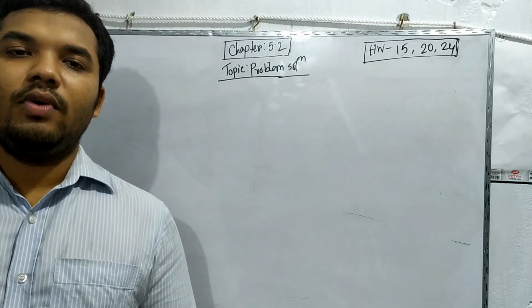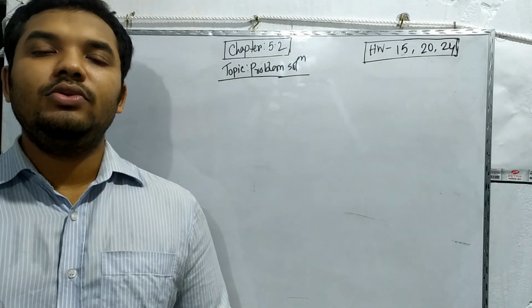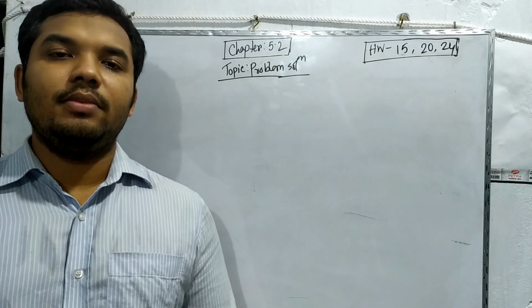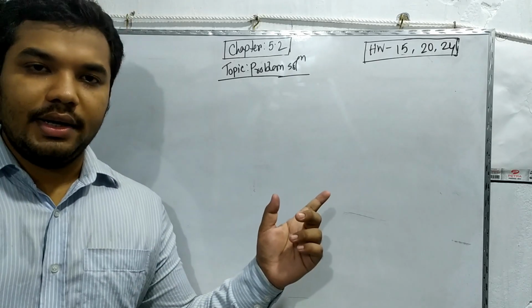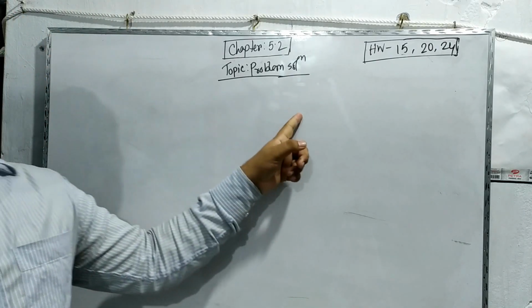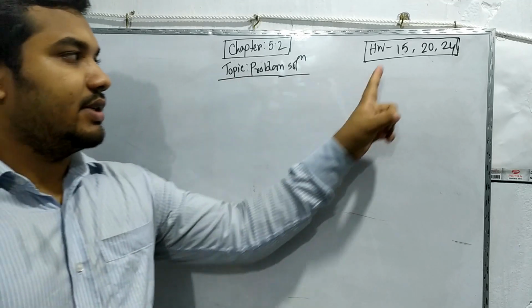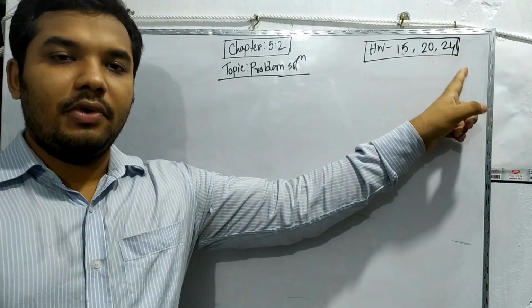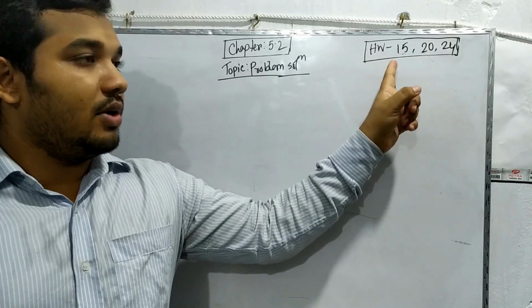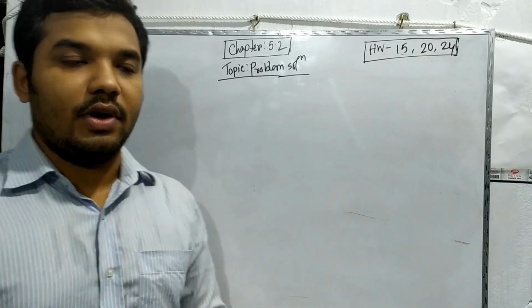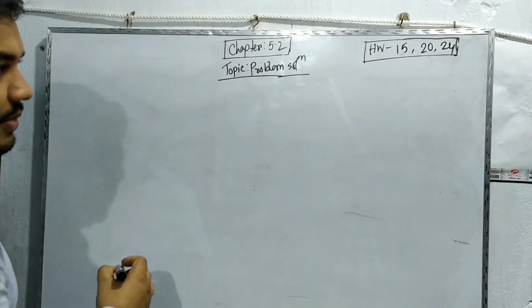In our 5.1 lecture, we have already seen how to solve the equation. In this chapter 5.2, we are going to discuss directly our problem solutions. Today we are going to discuss questions 15, 20 and 24. These 3 are also for your homework because these 3 maths are very, very important for your exam. Okay, number 15.